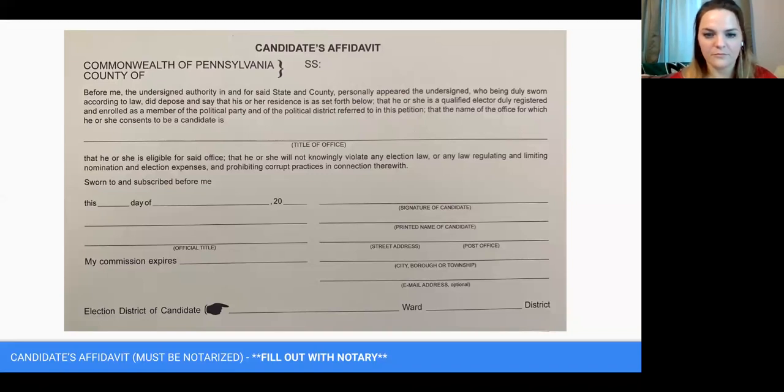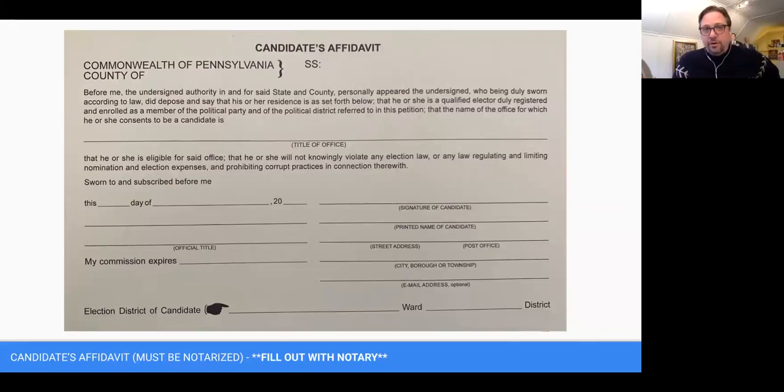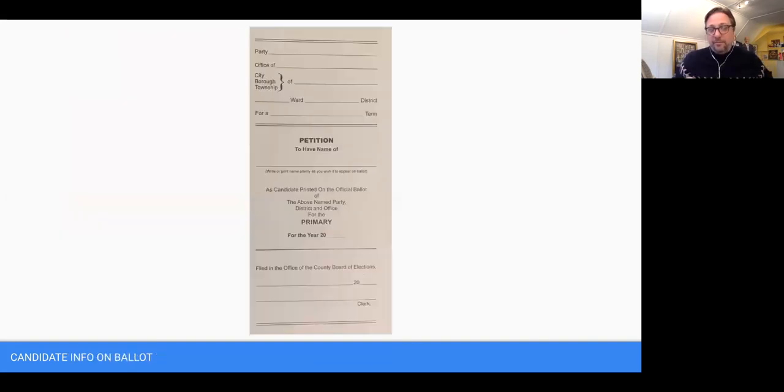And again, even if you're running for one of the countywide offices that requires 250 or more signatures, it's only a few pages, so it shouldn't be too difficult to do. And then the final piece is the candidate's information, and that's at the bottom of your petition here.